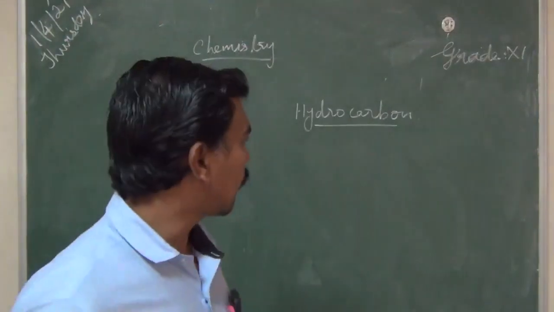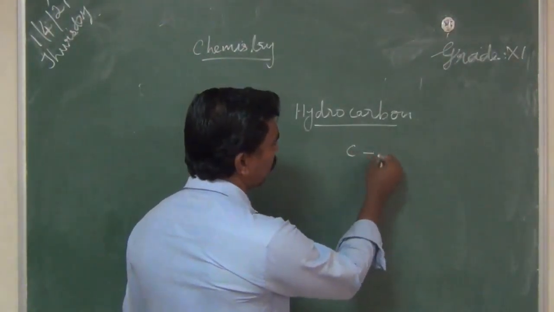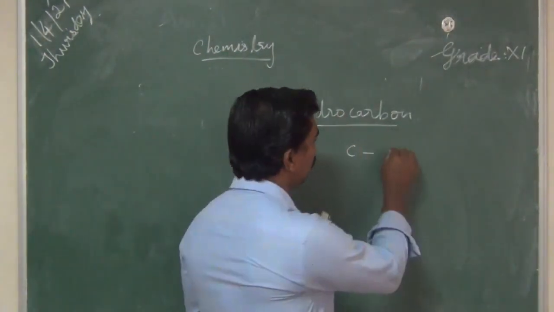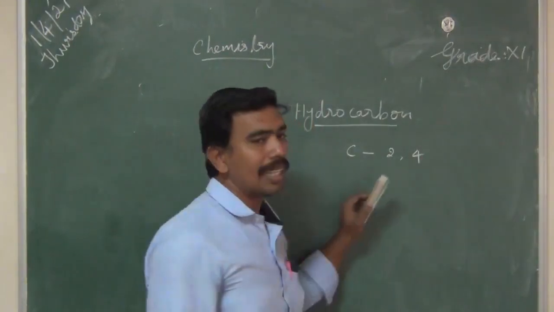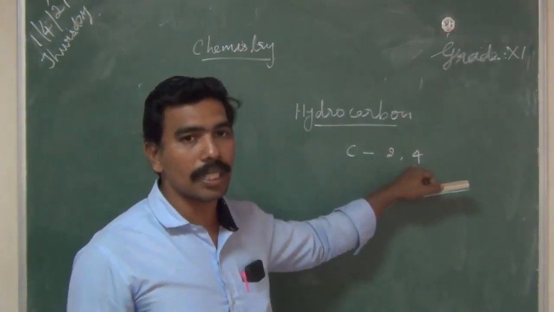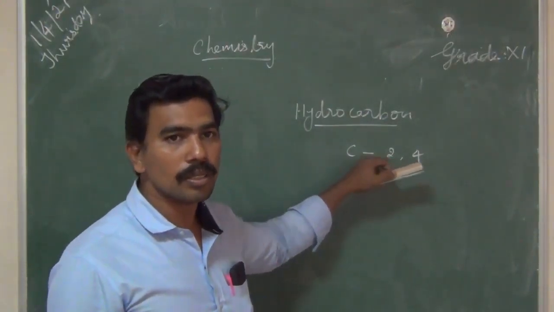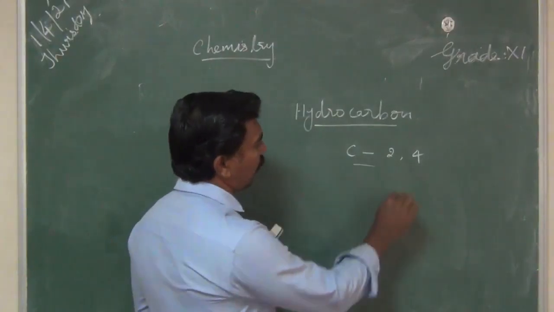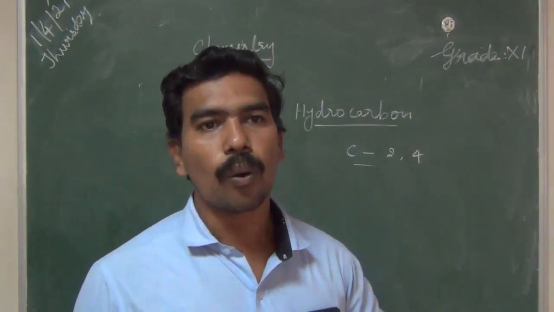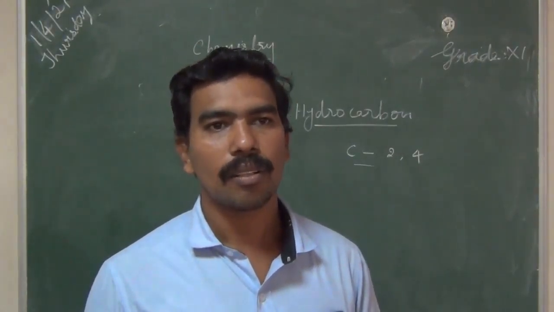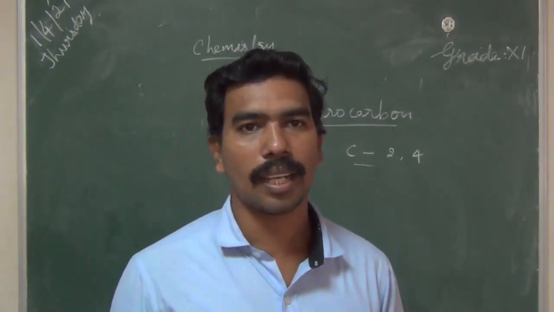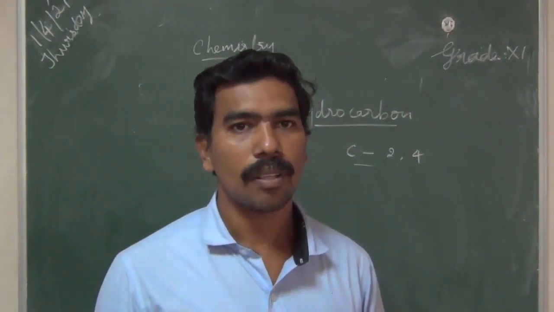First, to understand, this is the electronic configuration of the carbon atom. The carbon atom has 6 electrons: 2, 4. This is the electronic configuration of carbon. The first shell contains 2 electrons, the second shell contains 4 electrons. According to the 8 electron rule or octet rule, only the outer shell containing 8 electrons is stable for the atom.